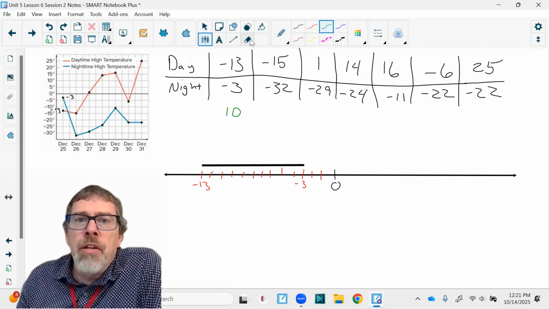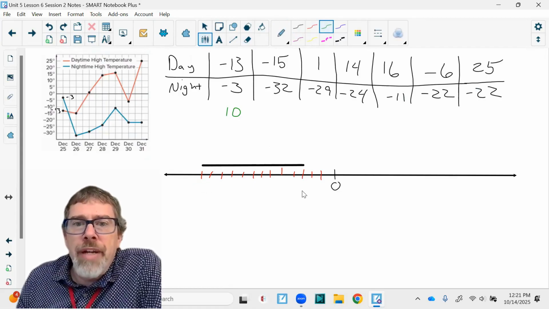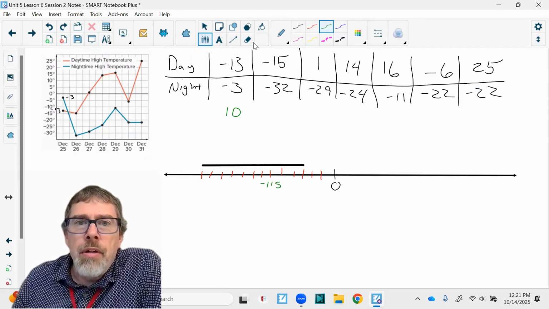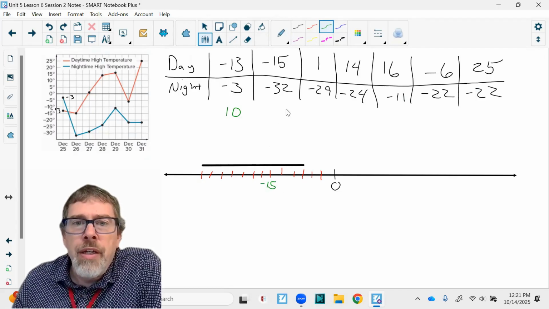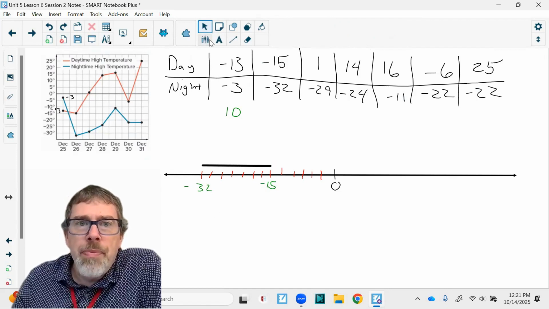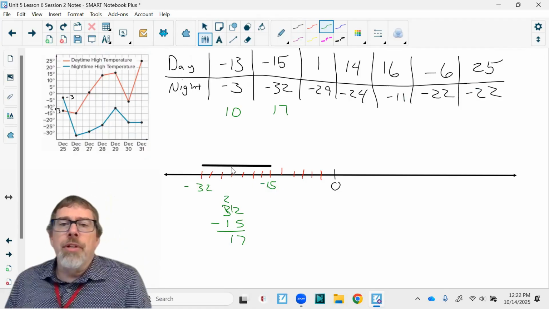Without using the grid, though, I'm just going to get rid of these numbers now. Now we have negative 15. So let's call this negative 15. And then negative 32 is down here. So when they're both negative, the distance between them is the numbers just subtracted. And that's 17. Okay. So we went left 15 and then left 17 more to get to negative 32.